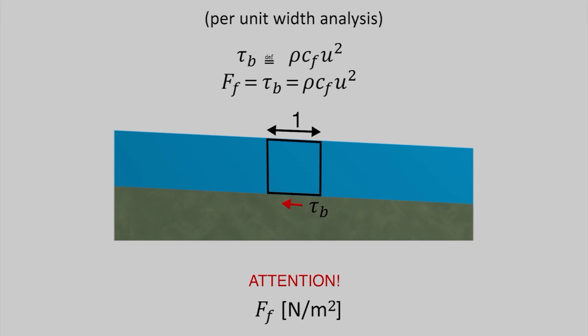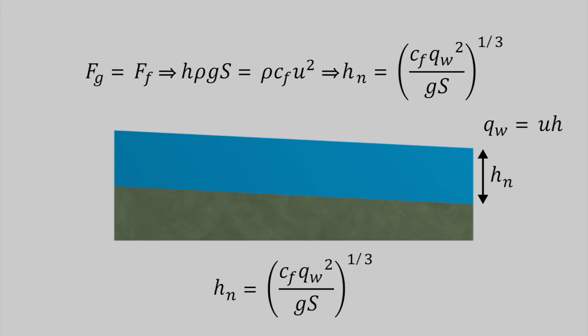On the other hand, the friction force is represented by the bed shear stress, which is defined as the product of water density, the friction coefficient, and the square of the flow velocity. Setting these two forces equal to each other and using the equation of the discharge in a 1 meter wide section shown before, we arrive at an expression for the flow depth depending on the friction coefficient, water discharge, gravity, and slope.